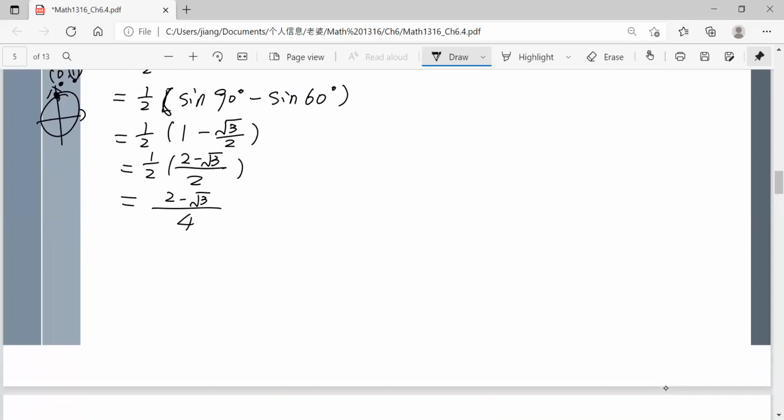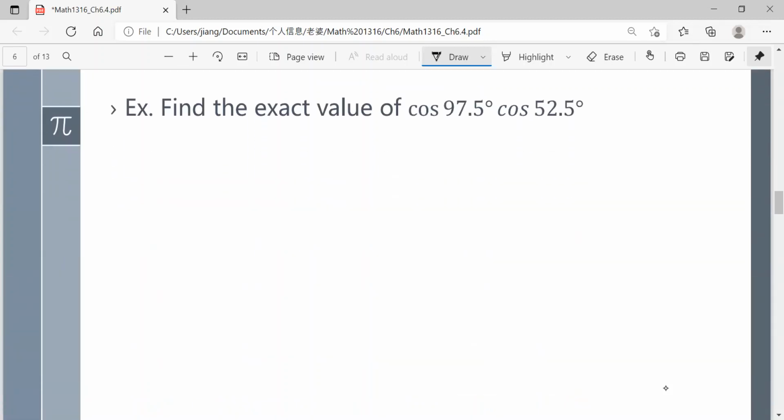Okay, let's move on to the next question. Just memorize the formula and use the formula to solve the question. Let's see. Copy down the question. Cosine 97.5 degrees times cosine 52.5 degrees. This is cosine times cosine.